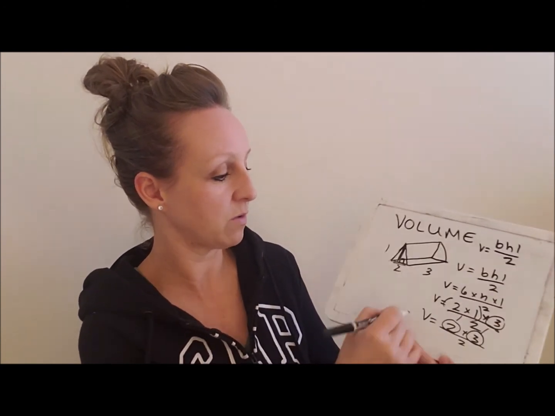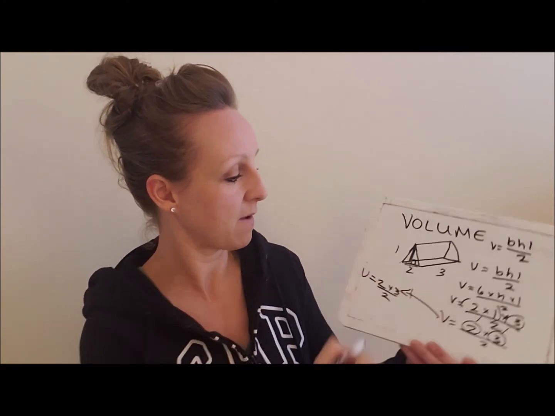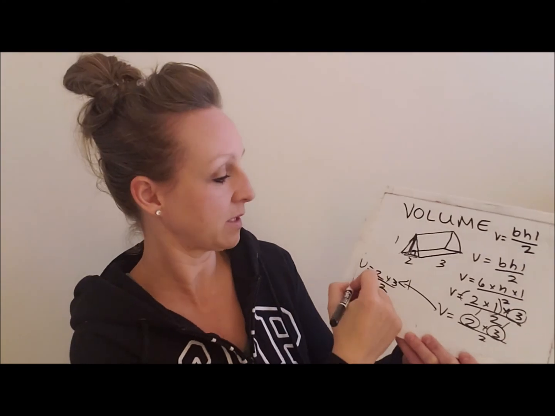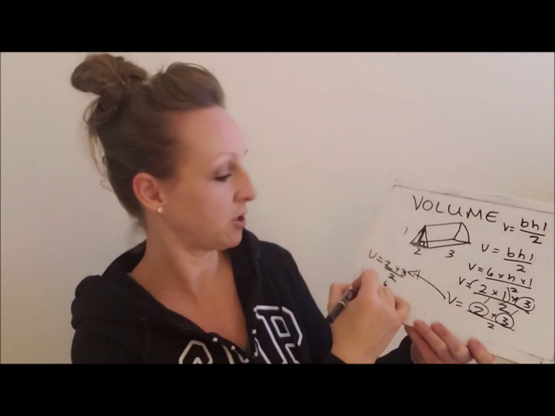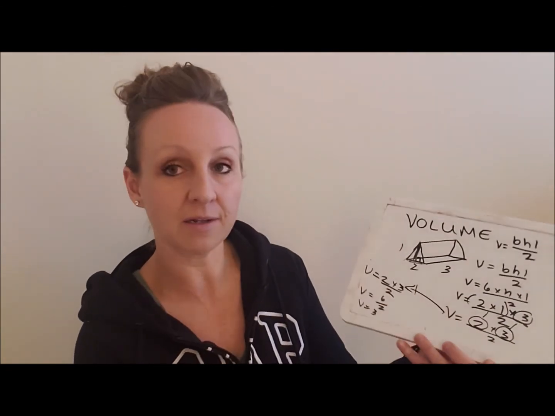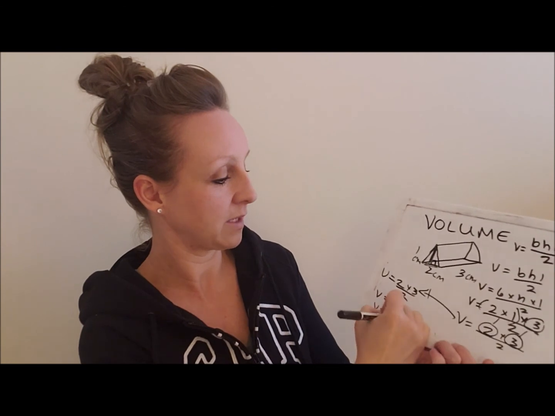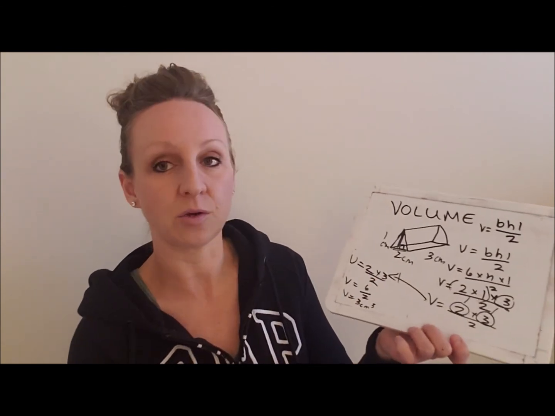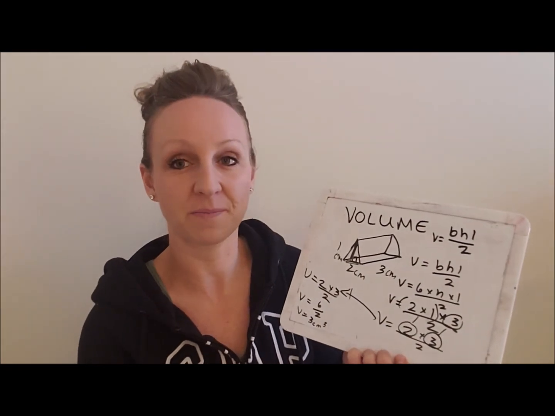I have to divide this by 2. I'm going to carry on over here. So volume equals 2 times 3 divided by 2. 2 times 3 is 6, so volume equals 6 divided by 2. And then now I'm going to actually do my division. Volume equals 3. And again, let's say I'm measuring in centimeters, then I'm going to say 3 centimeters cubed. So there we are. This is how we do volume of a triangular prism. Thank you.